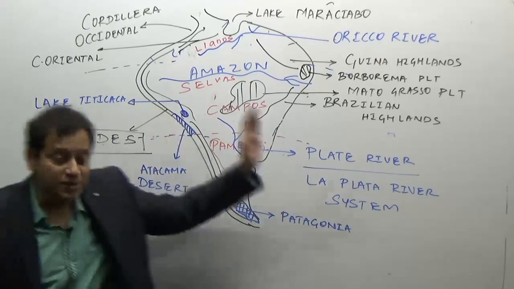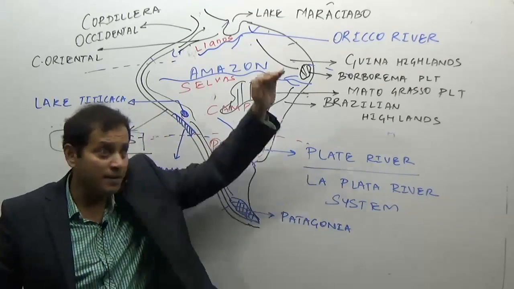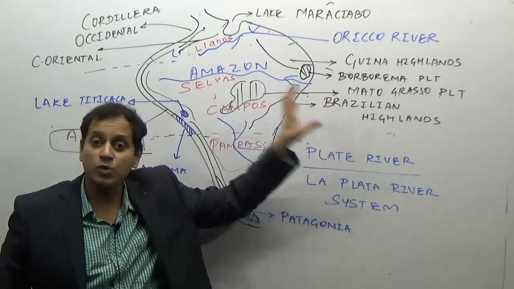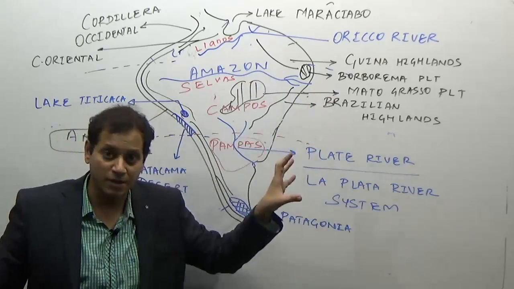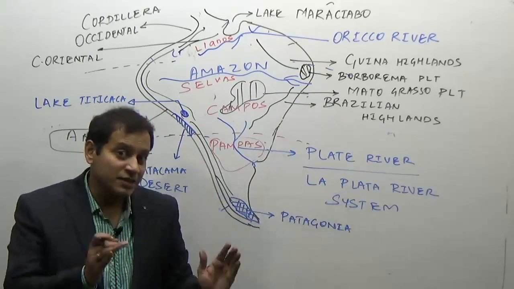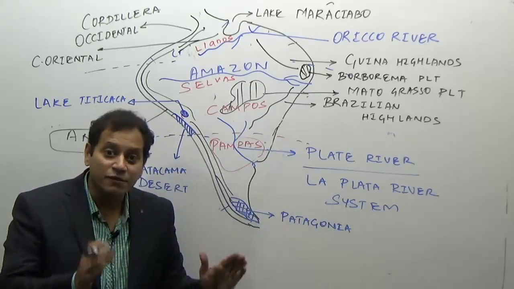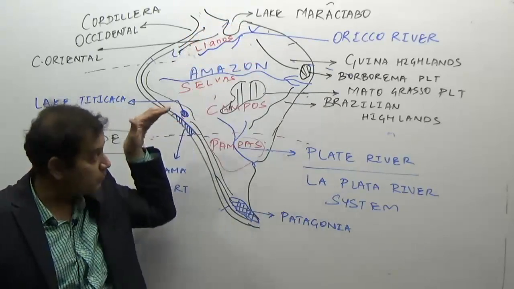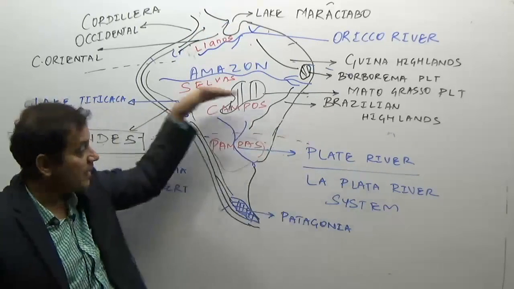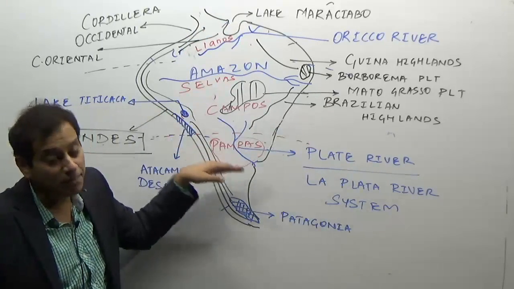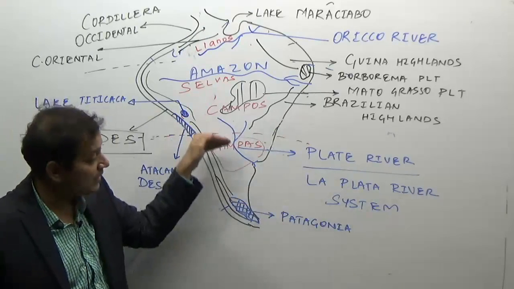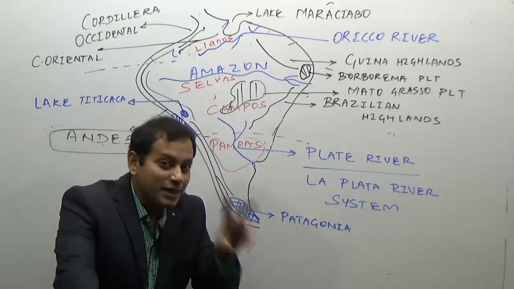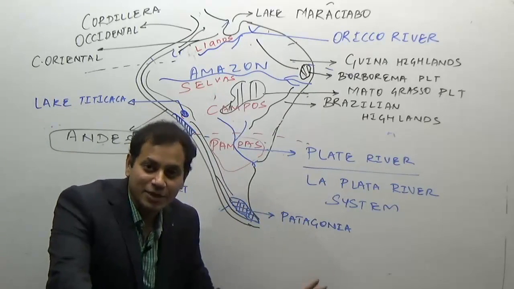If we come to the eastern side, it consists of a series of high plateaus which are known as the Guiana Highlands, the Borborema Plateau, the Mato Grosso Plateau, and the Brazilian Plateau system. The central part consists of rivers: from the north the Orinoco River system, the Amazon River system flowing parallel to the equator, then the Rio de la Plata or Plate River system, on which there are two important capital cities located. We will come to that later on.